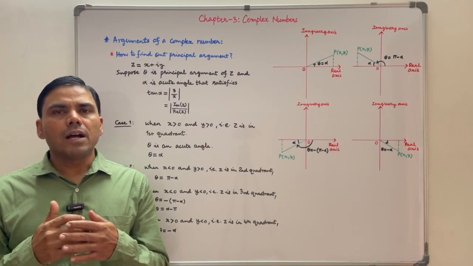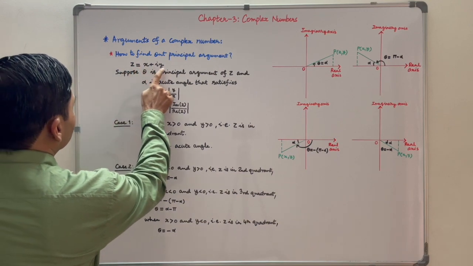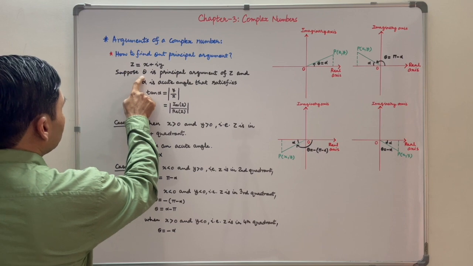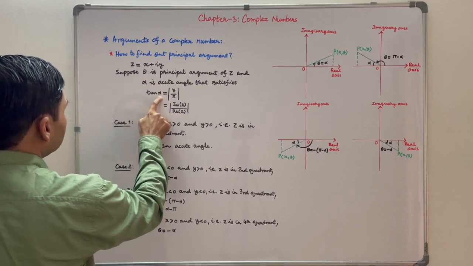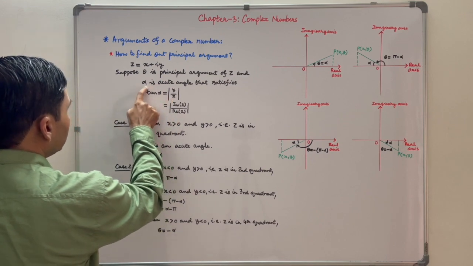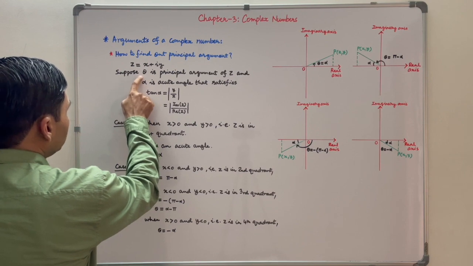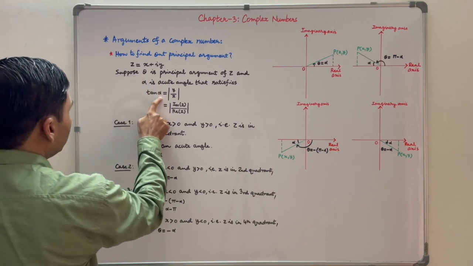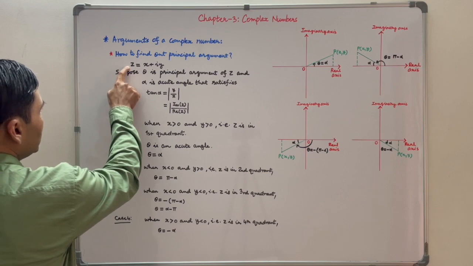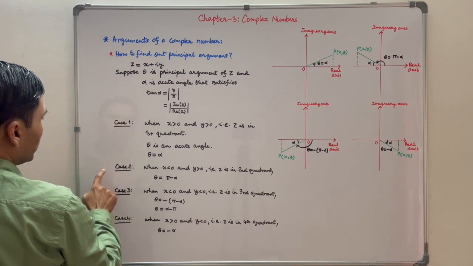Now let us understand how to calculate the principal argument. Suppose z is equal to x plus iy. We have to calculate the principal argument theta. So first we have to calculate alpha such that tan alpha is equal to mod y by x. Alpha is an acute angle. Then we will calculate theta. The value of theta will depend on the value of alpha and the position of z, whether z is in the first quadrant, second quadrant, third quadrant or fourth quadrant. So we will consider 4 cases.